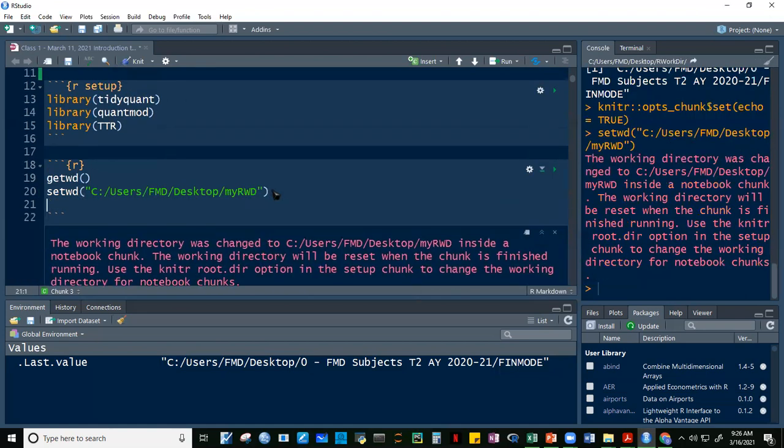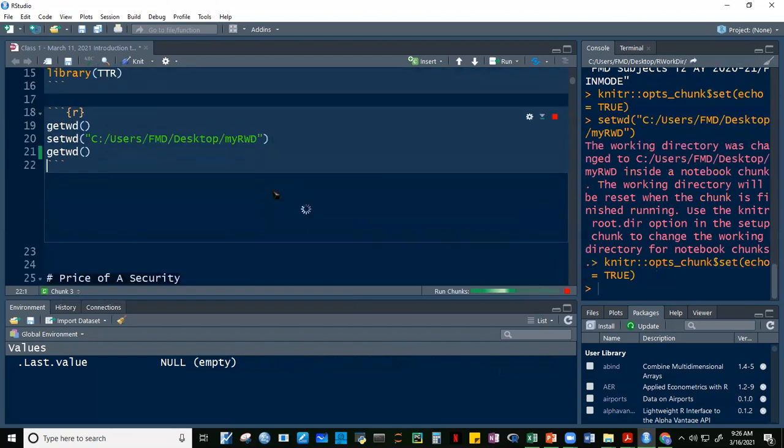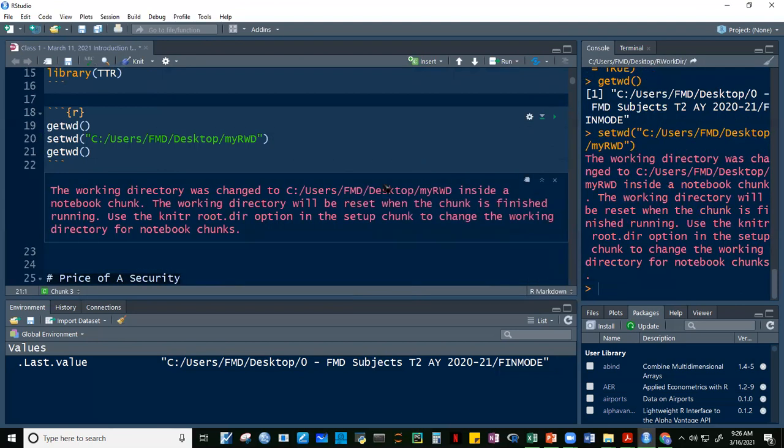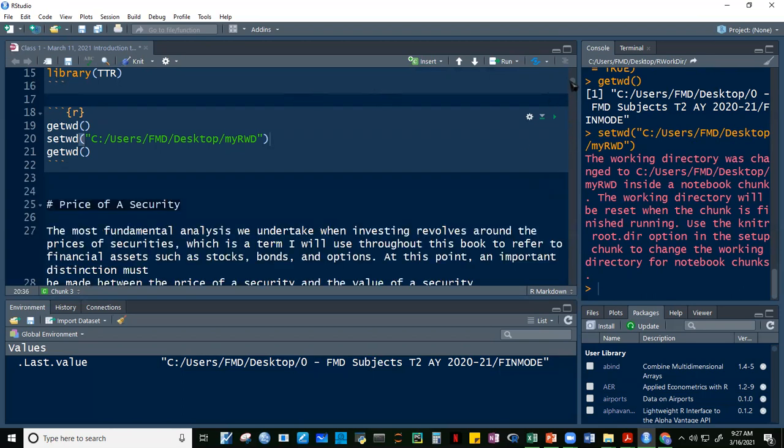Okay, and then if I check get working directory, oops, what happened? Set working directory. It's finished. It's in a notebook chunk. The working directory will be reset when the chunk is finished running. There's a chunk running. Okay, so anyway, that's how we set the working directory.